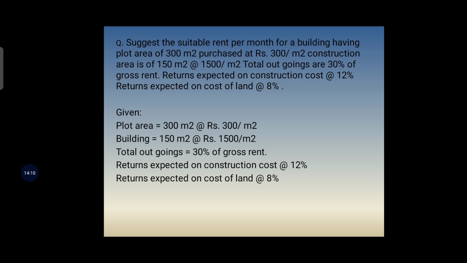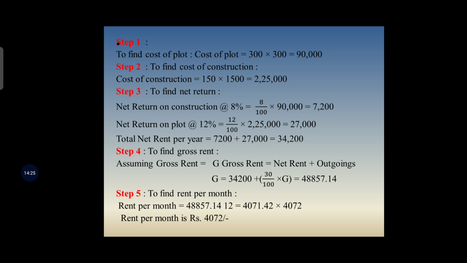The total outgoings given are 30% of the gross rent, the return expected on the construction cost is 12%, and the return accepted on the cost of land is 8%. So we calculate. Step 1 is to find the cost of plot, that is 300 into 300, that is 90,000. Now the next one is the cost of construction, so we put 150 into 1500.